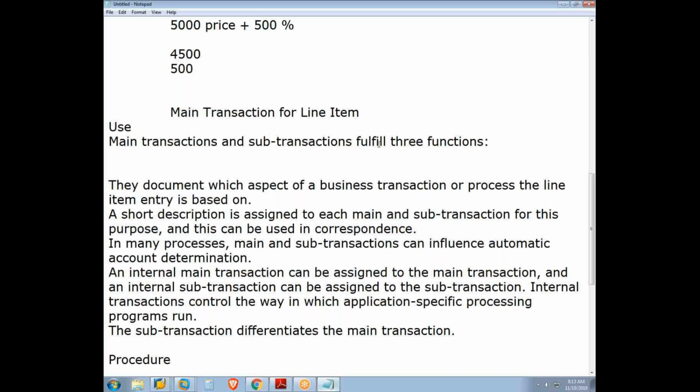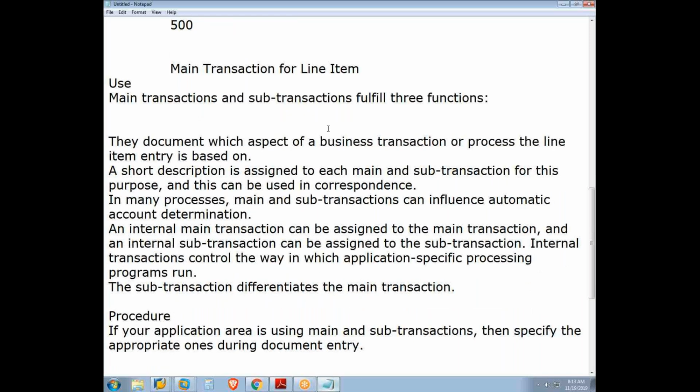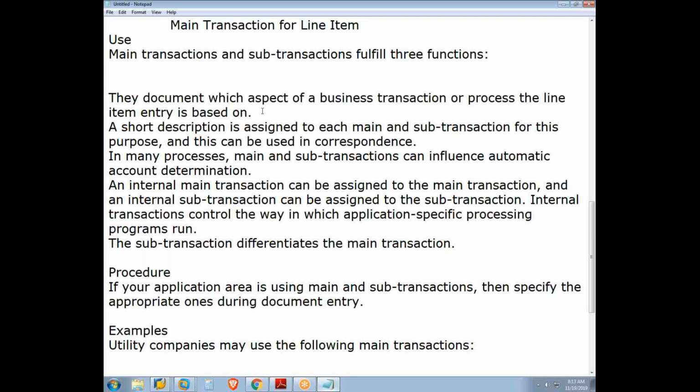That means in these activities we are defining certain main transactions, and for a particular main transaction we are defining one or many sub transactions. But what do they serve? These definitions serve three important functions. They document which aspect of the business transaction or process the line entry is based on.